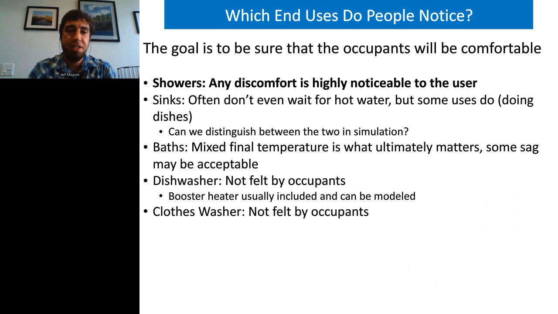Okay, so in terms of an unmet load metric, the goal is really to make sure that the occupants are comfortable. So to make sure that they're getting enough hot water and that they feel comfortable and happy with their new water heater. When we talk about the different end uses, not all of them are felt directly by the user. Showers are the most obvious one, where you notice immediately if a shower is not hot enough. That's usually what people would complain about. So any discomfort there is immediately noticeable for the user.